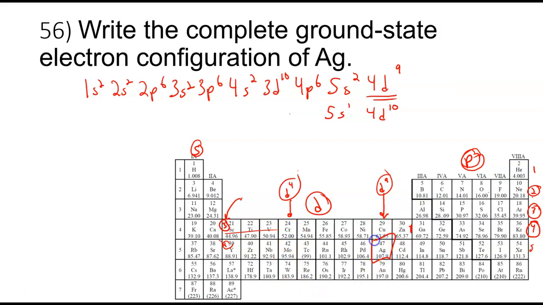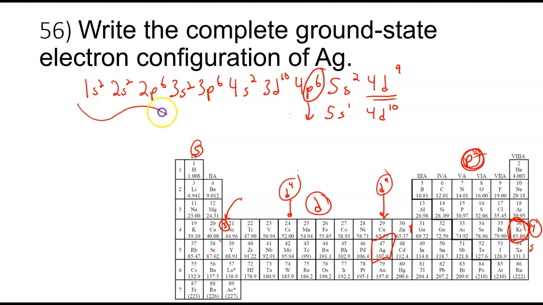So we have silver. You go and look at the noble gas before it. The noble gas before it is krypton. Also, what you can do is look for the p6. And if you look, here's 4p6.